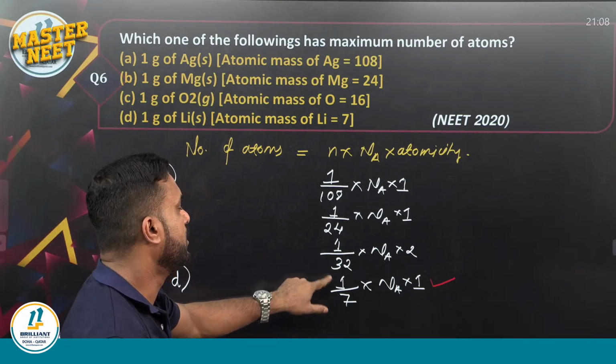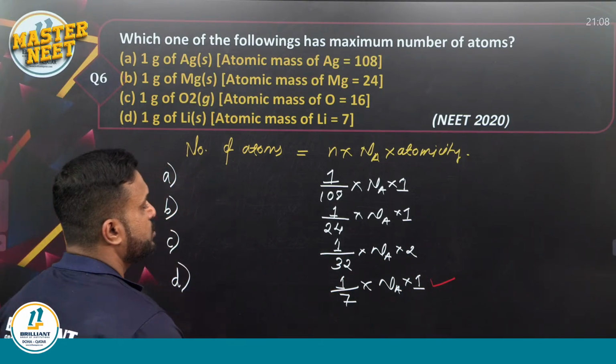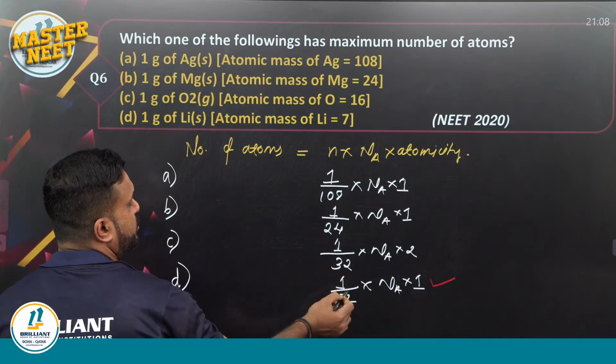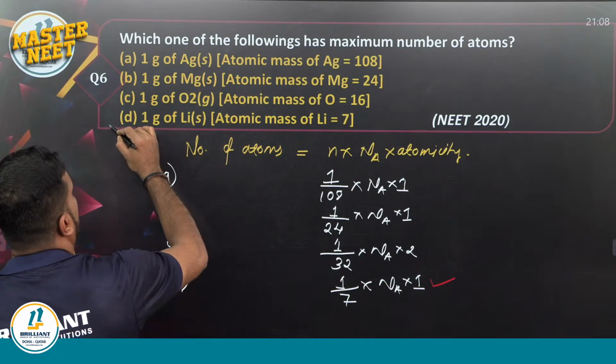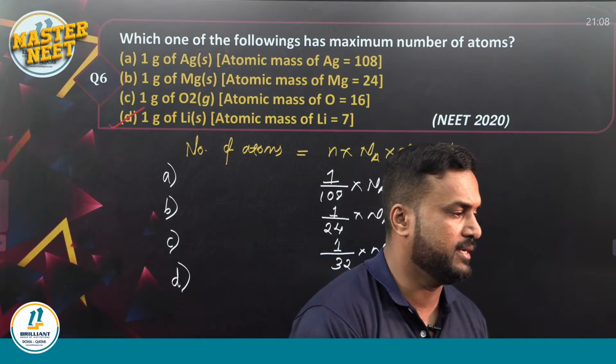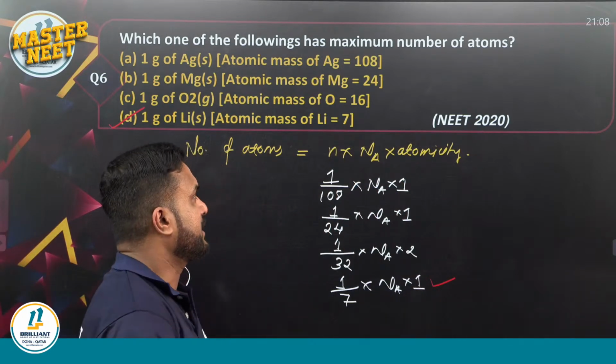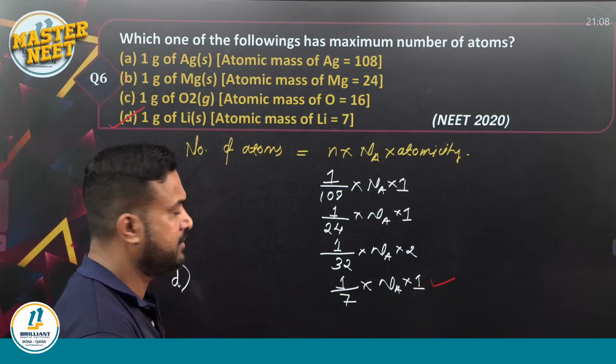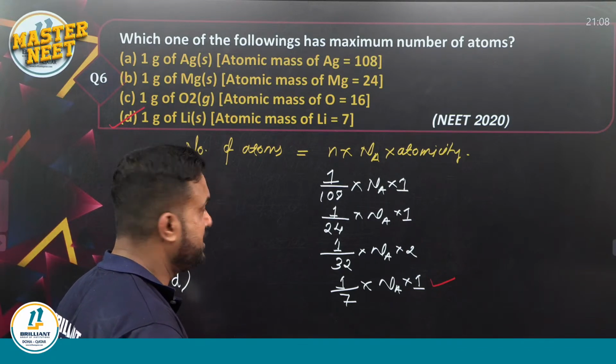2 by 32, then 1 by 7. Okay, so into Na that will be equal. So then you know that the highest value will be 1 gram of lithium. Yes, who all gave the right answer? Yeah, well done. That is the correct one. So this time I think you got good marks from the chemistry side, right?